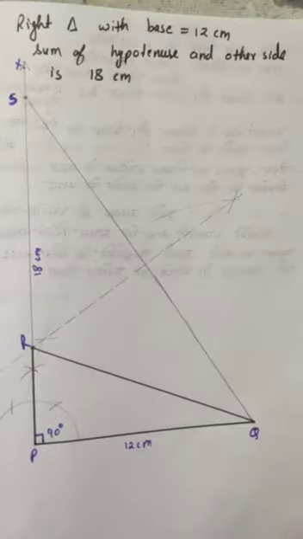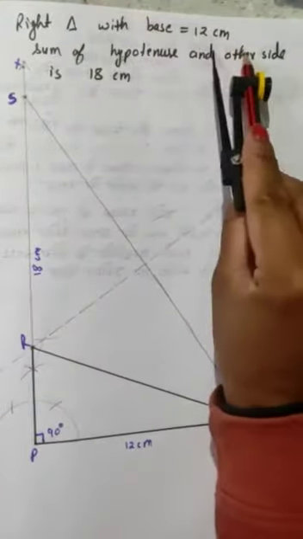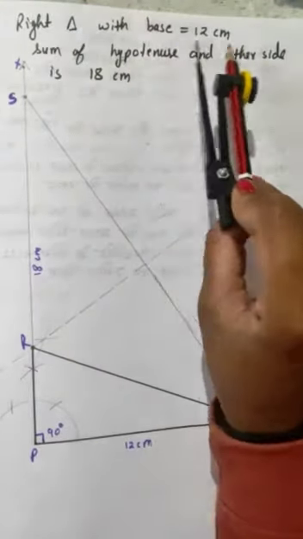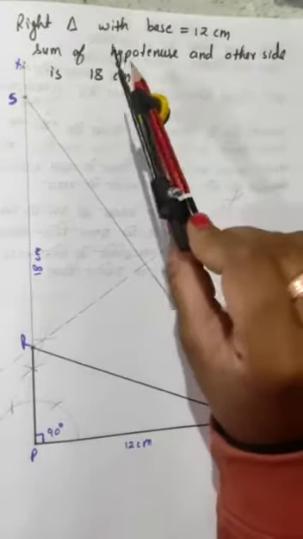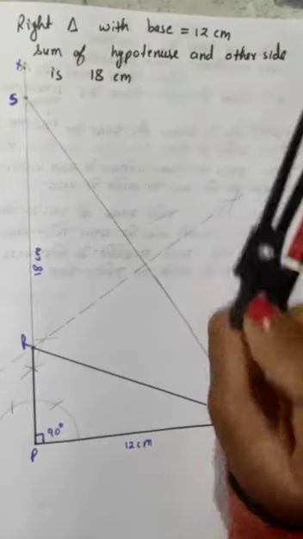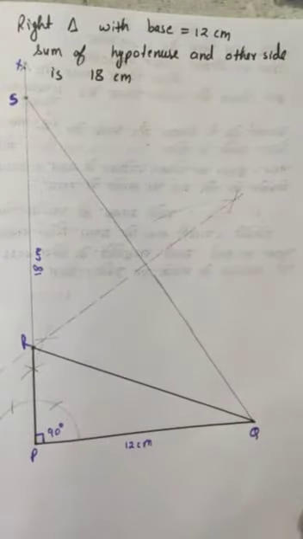So in question number 5, you have to construct a right triangle whose base is 12 centimeter and the sum of the hypotenuse and the other side is 18 centimeter. So this is basically similar to question number 1, which we have already done. I've done the construction for you, but you have to write the steps on your own.